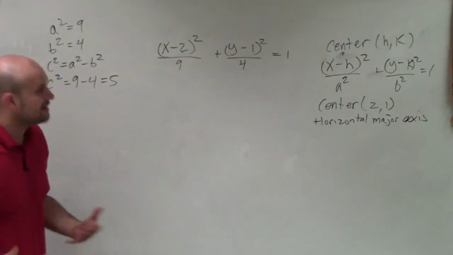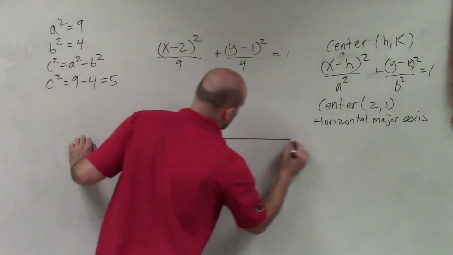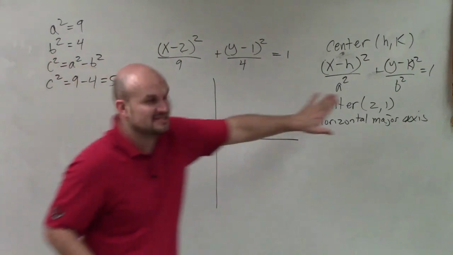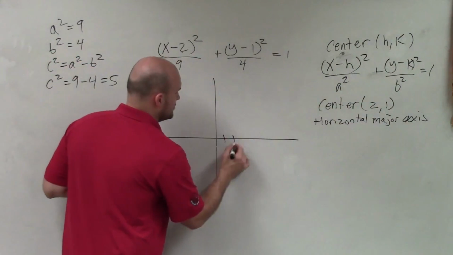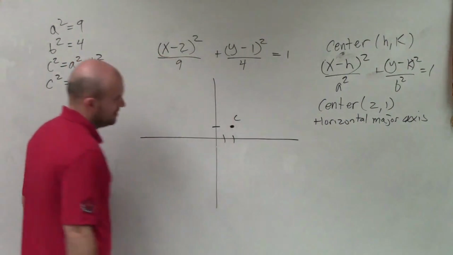OK, so now to be able to graph as well as determine the information, I think it's most important to plot what I currently have. So I have a center at 2, 1. So I'm going to go over 2, up 1. All right. So that is going to be my center, and I'll label it appropriately.